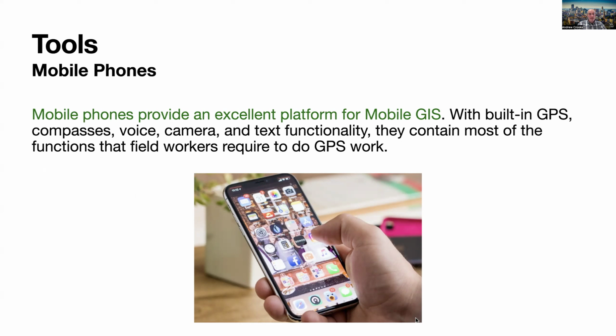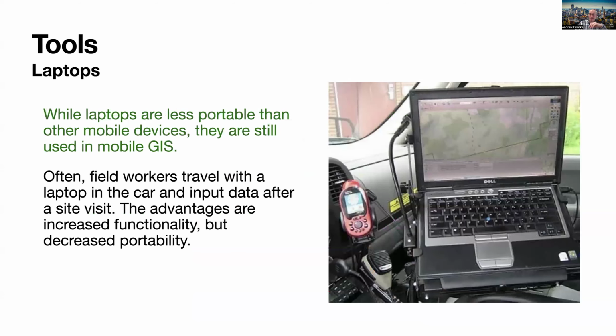They have compasses telling you which way you're looking, for example, which is awesome for augmented reality, which we talked about last week in class. We can record voice and take photos with the camera. We can text, things like this. So you have a lot of input devices that traditional, more expensive mobile GIS data tools like the Trimble devices would have, and they provide most of the functions that field workers require to do GPS types of work.